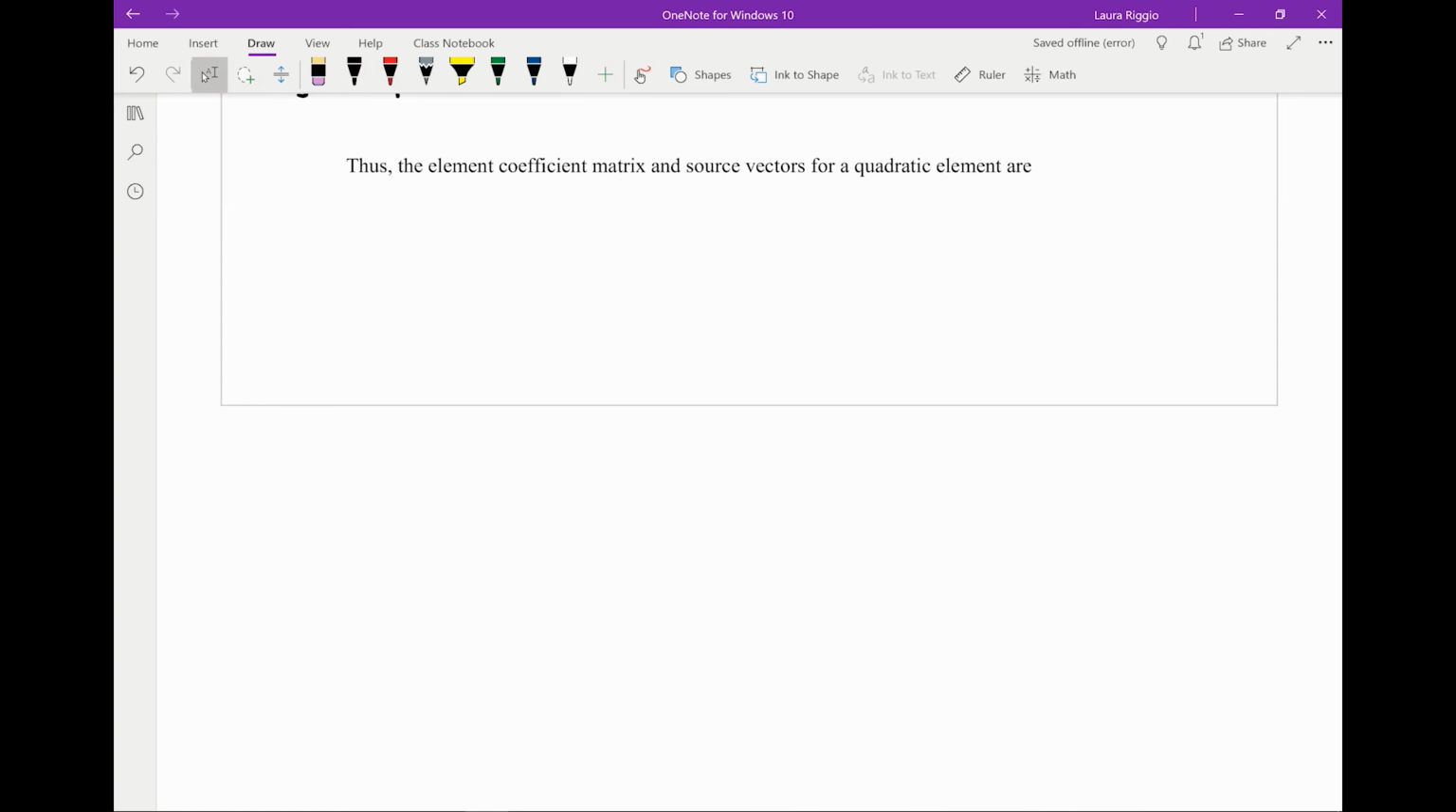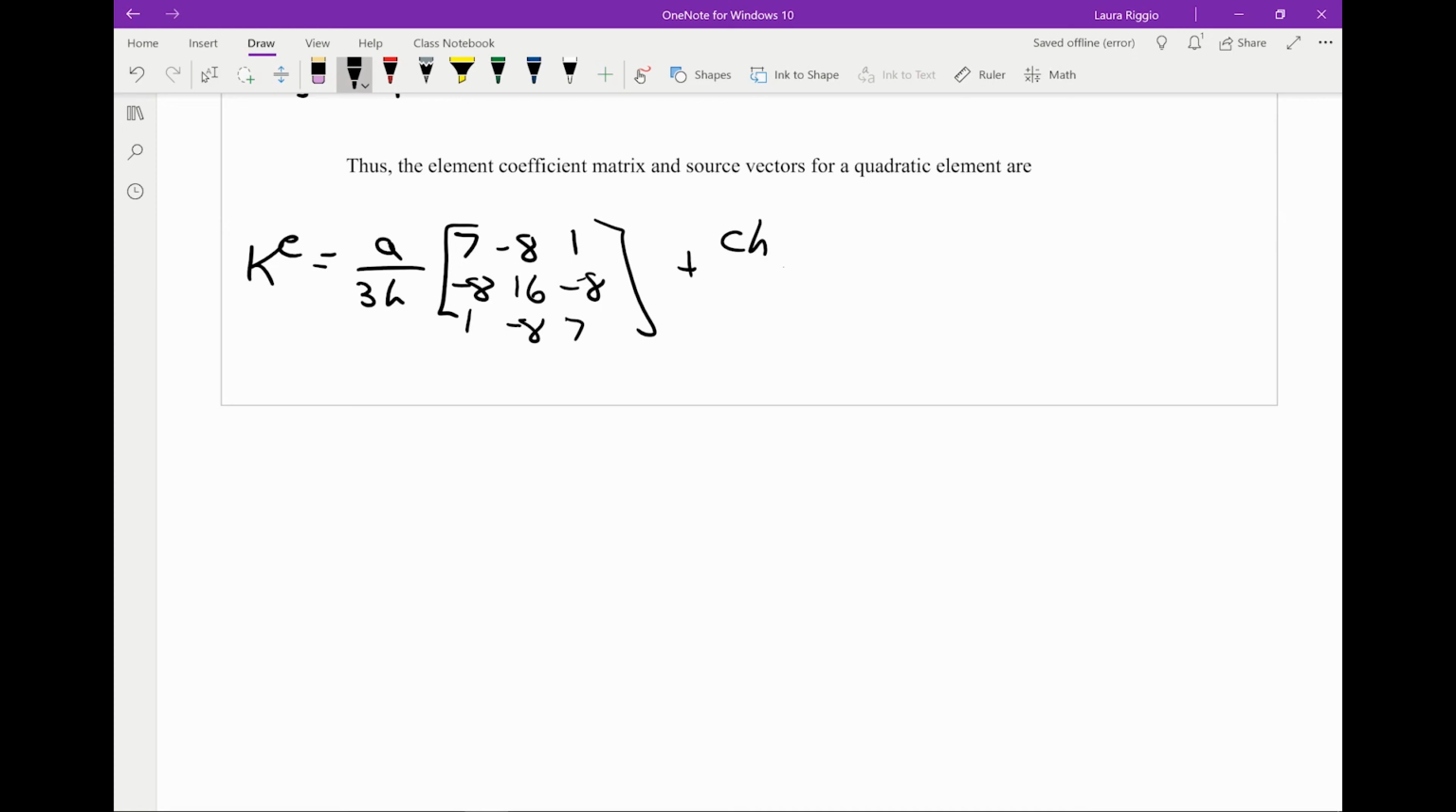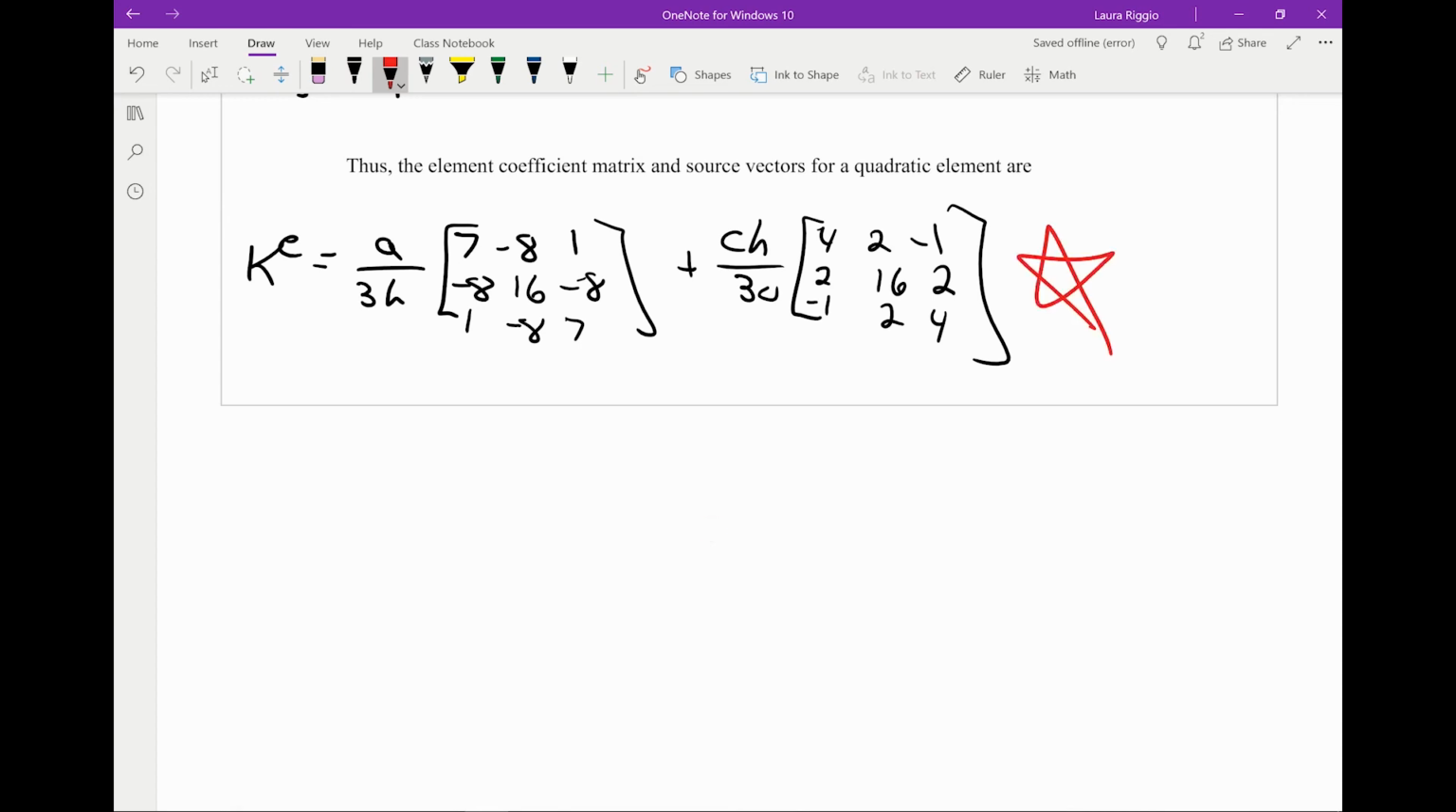So for our quadratic element, our stiffness matrix becomes a over 3h times [7, -8, 1; -8, 16, -8; 1, -8, 7], plus ch over 30 times [4, 2, -1; 2, 16, 2; -1, 2, 4]. Again, if I say solve a problem that has 100 quadratic elements, you're free to use this stiffness matrix without any math.